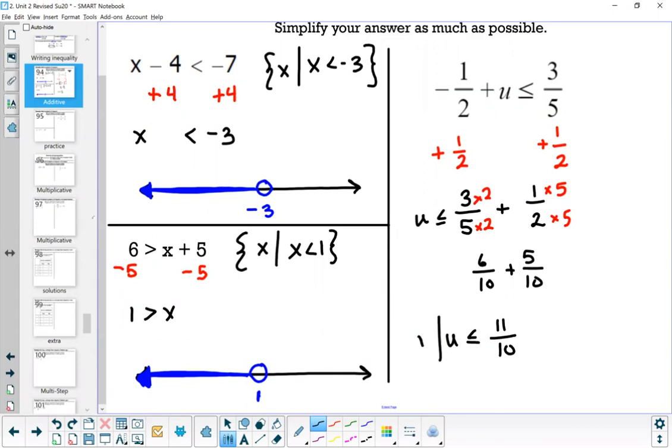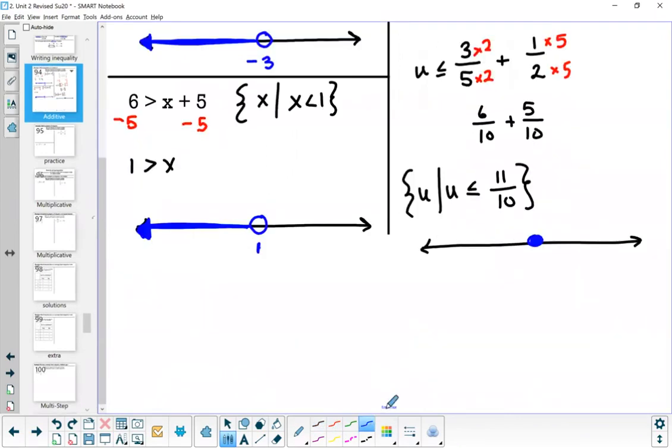Set builder notation. So easy to write. Your graph. You might be thinking, well, where the heck is 11/10? Who cares? Just put a closed circle and call it 11/10. See how easy that is? And we're saying less than. Voila.